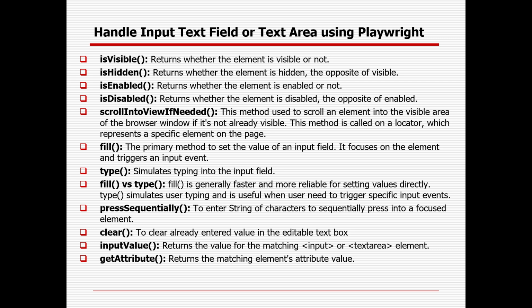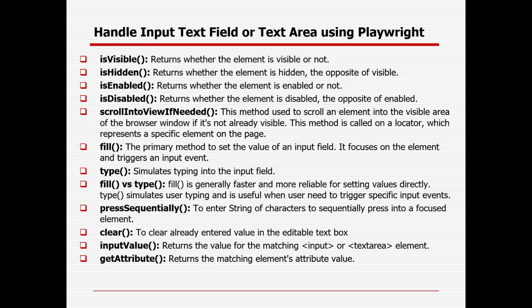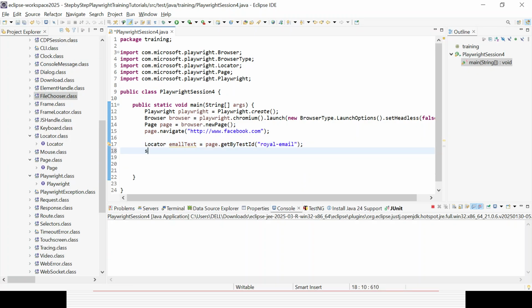So this is the first thing I will check: whether it is visible or not. In case it's not visible, there is no point of any interaction. After visibility is confirmed, the element needs to be enabled, and then you can do the interaction. So let's try to see whether all this stuff is working correctly or not.